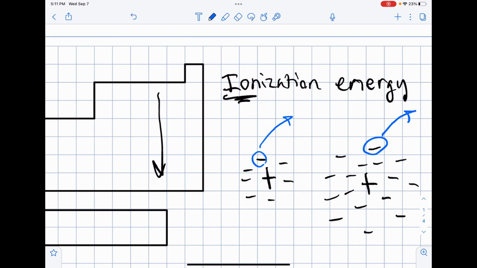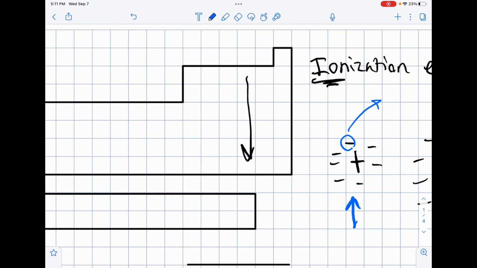This one would take more energy because you have more attraction and less repulsion. So the electron wants to stay. The electron on the other atom does not want to stay as badly because it's being repelled by more electrons and it's farther away from the nucleus, so less attraction. So the ionization energy is high here and it's low here. So as you go down the group, ionization energy is going to go down. As you go up the group, ionization energy goes up.